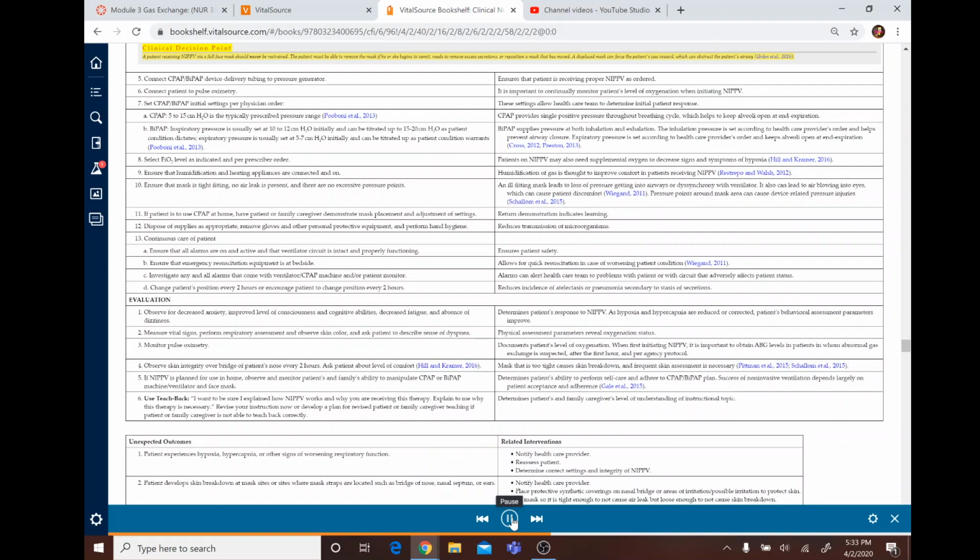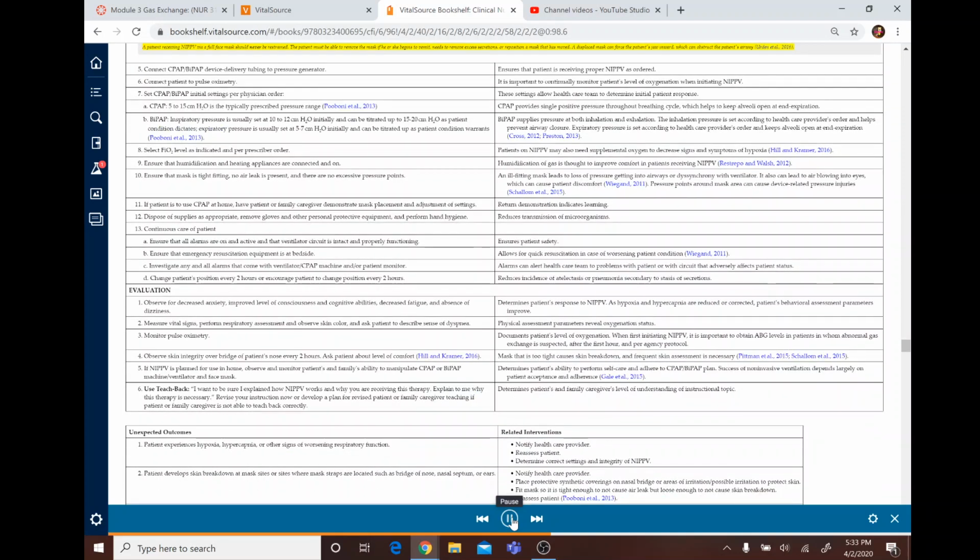Clinical decision point. A patient receiving CPAP by a full face mask should never be restrained. The patient must be able to remove the mask if he or she begins to vomit, needs to remove excess secretions, or reposition a mask that has moved. A displaced mask can force the patient's jaw inward, which can obstruct the patient's airway, et al., 2016.